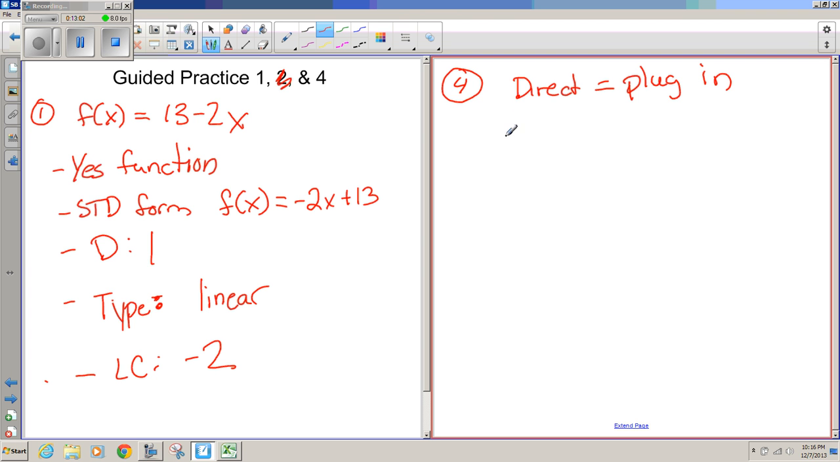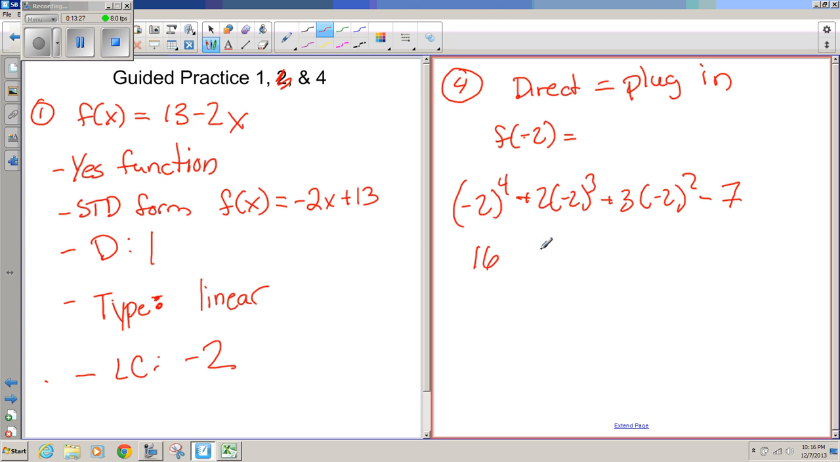So for number 4, we're given that f of -2 should equal (-2) to the 4th, minus 2 times (-2) cubed, plus 3 times (-2) squared, minus 7. So this basically is 16 minus 16 plus 12 minus 7, which becomes 5.